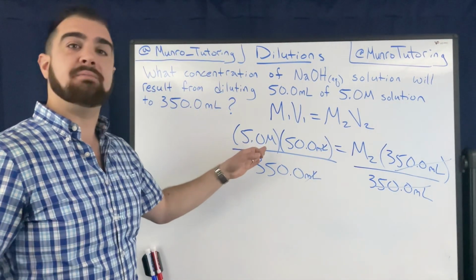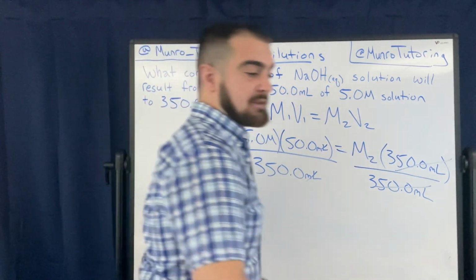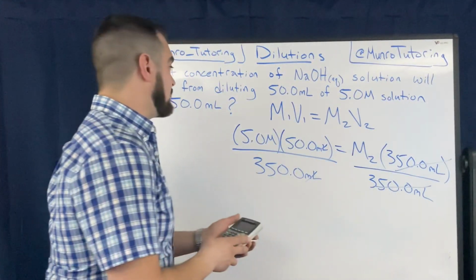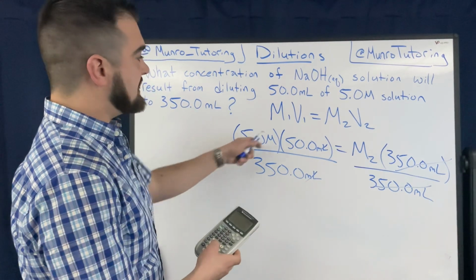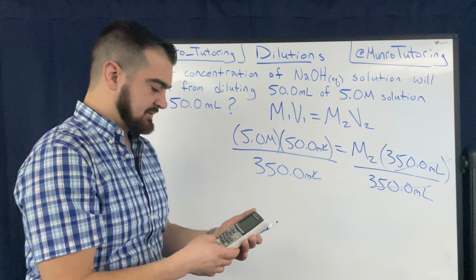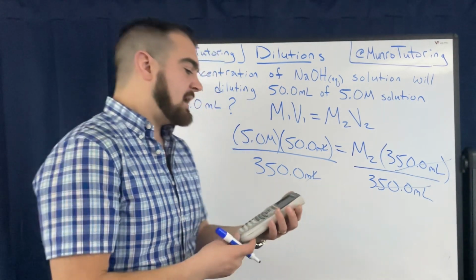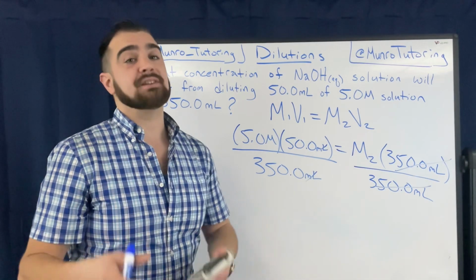And our final answer is going to be in molars, which is good because we're looking for a molarity, right? So let me grab the calculator here. And we're just going to do 5 times 50, divided by the 350. And we get a bunch of decimals here. So we have to look at significant figures.